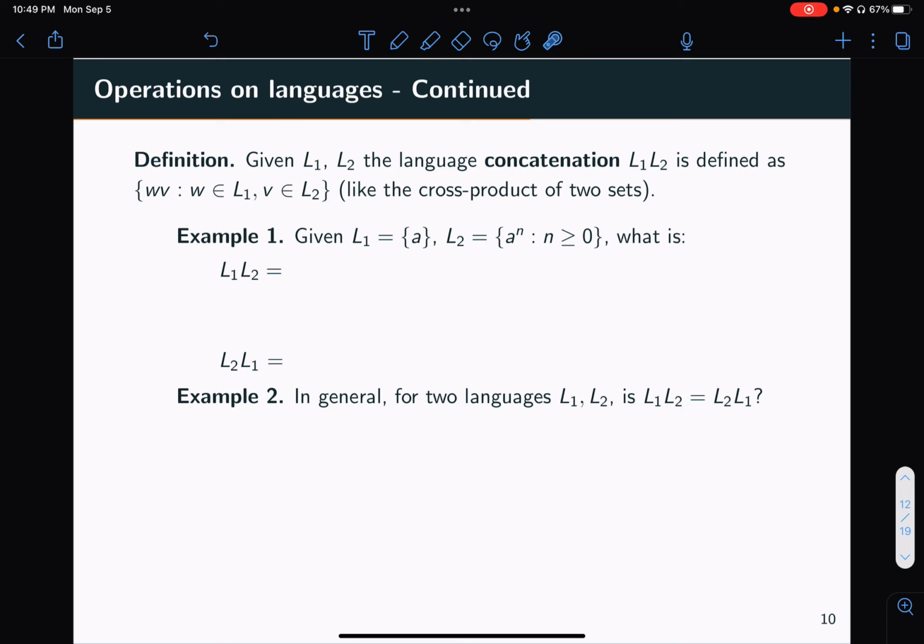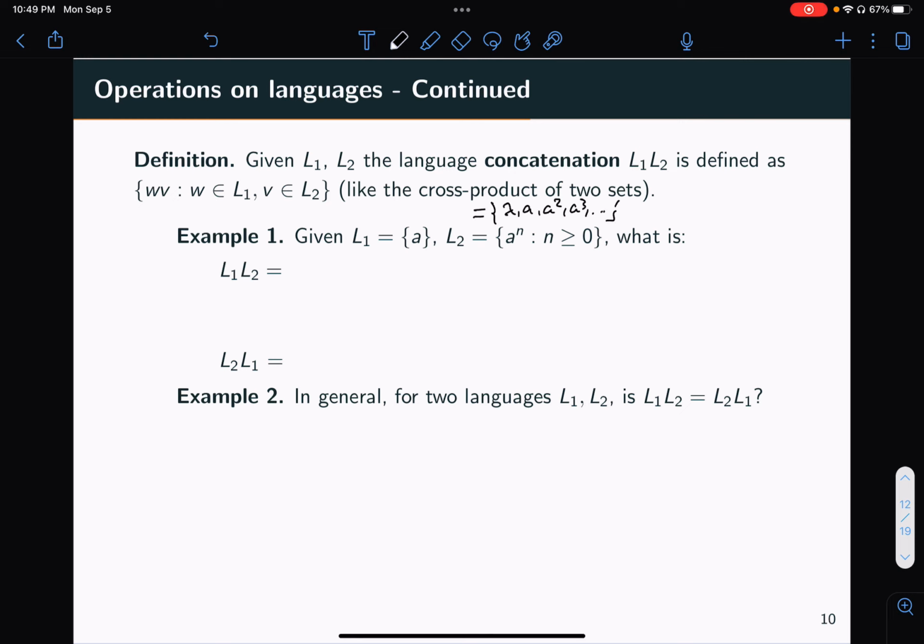Because you're doing L1, L2, this is all of the strings that look like a string from L1 and then a string from L2. A string from L1 concat a string from L2. So for instance here, if I have L1, which is defined in this case as the singleton language, just containing the string A, and L2 as A to the n for n greater or equal to 0. So in other words, L2 is lambda, A, A2, A3, and so on.